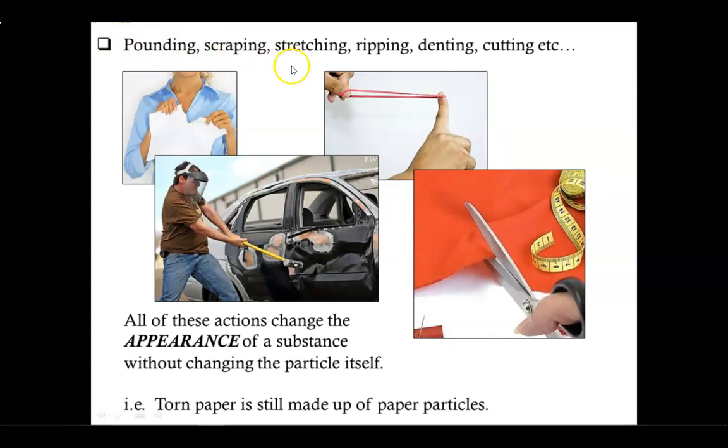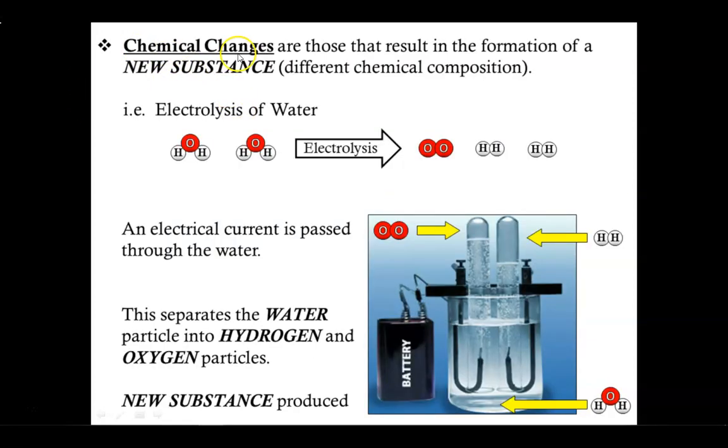Pounding, scraping, stretching, ripping, denting, cutting. These all change the appearance of a substance, but they do not change the particle itself. So when I tear up a piece of paper, it's still paper particles, it's still paper molecules. I didn't break up those chemical bonds, I didn't make something new. Because that would be a chemical change, where a new substance with a different chemical composition is created.